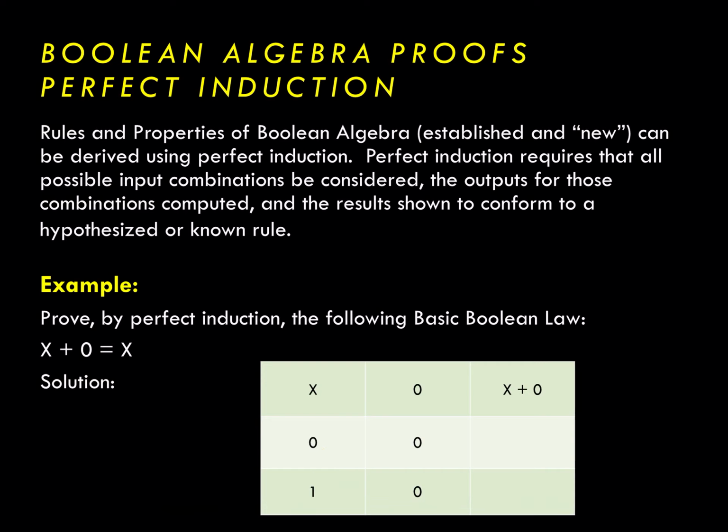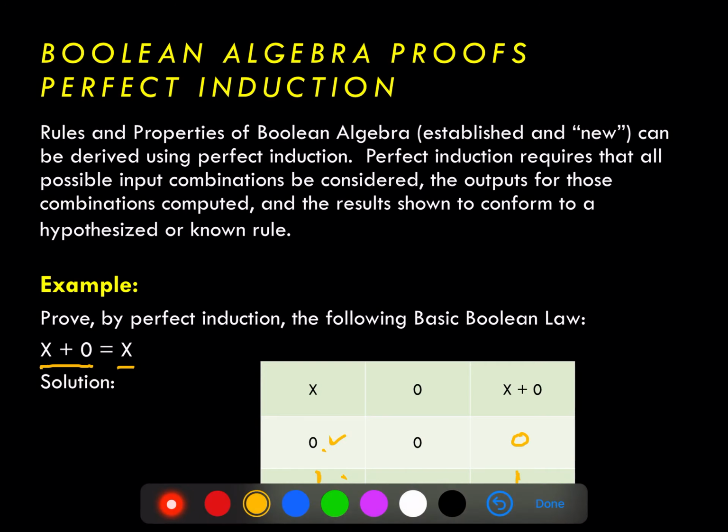So that gives us 0 or 1 as x or 0 on the left-hand side of the equation. And on the right-hand side of the equation, we simply have x. Are these two equal? Indeed they are. So that proves by perfect induction that x or 0 is equal to x.